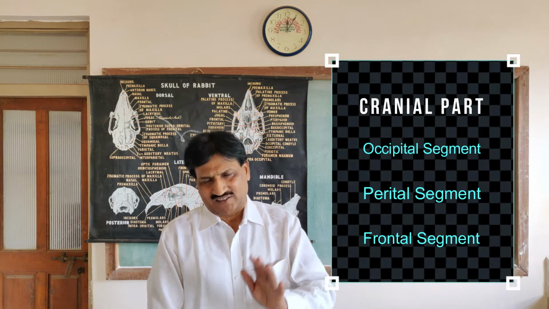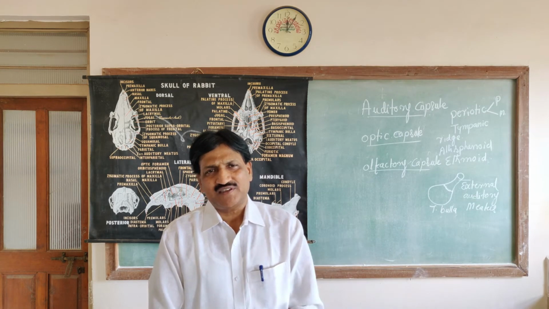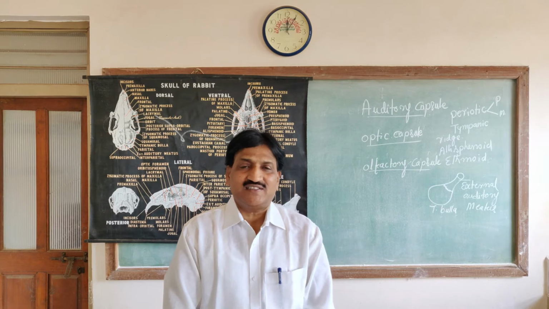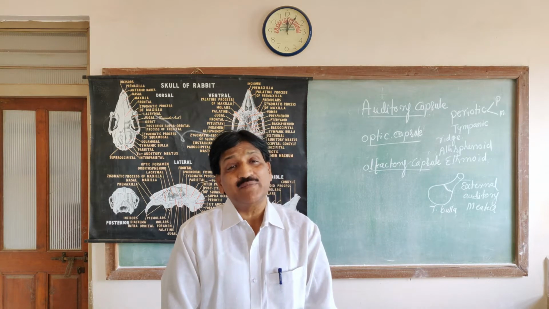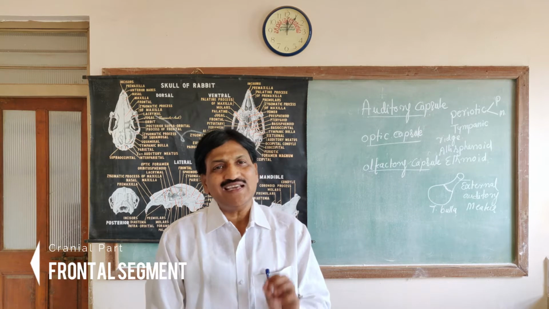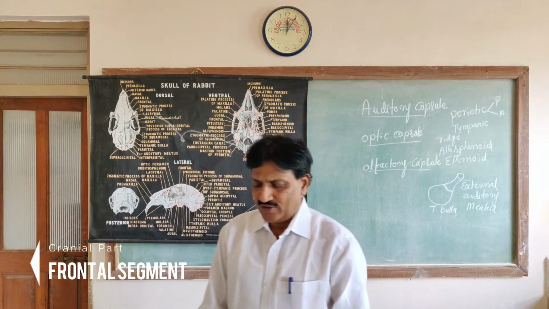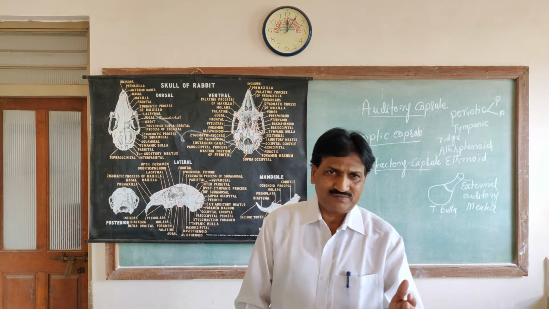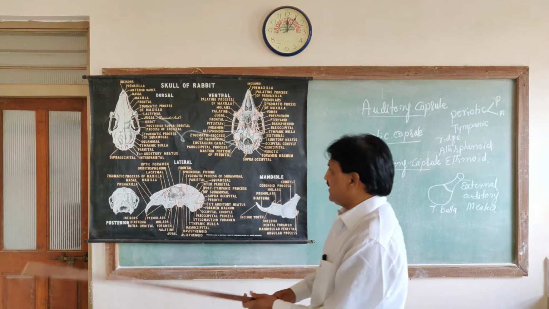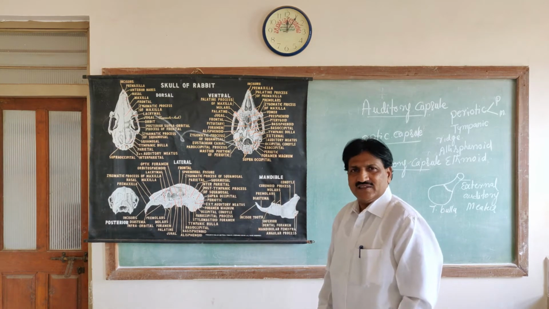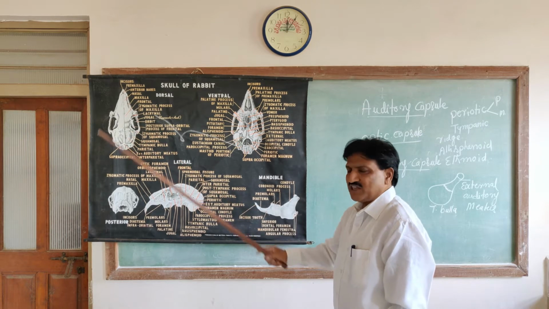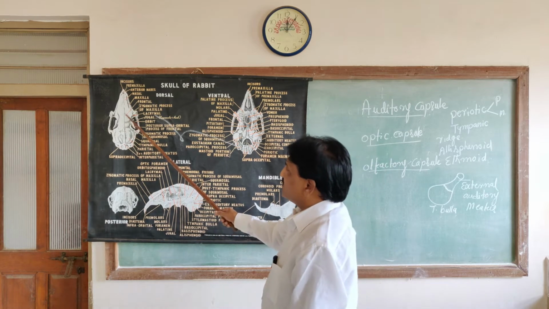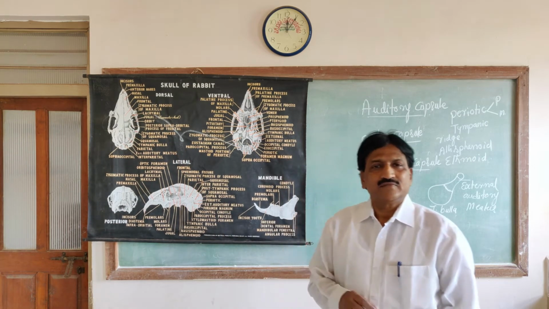In the last class, I covered the occipital segment as well as the parietal segment. Today, I will take the frontal segment of the cranium. You know that the cranium is totally made up of 14 bones. 4 bones are present in the occipital segment, 5 bones in the parietal segment, and the remaining 5 are present where? In the frontal segment. Okay?